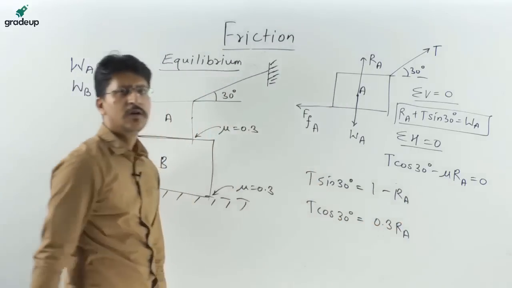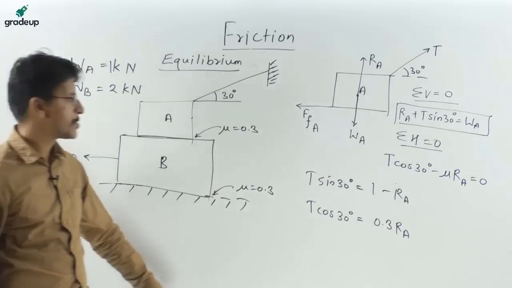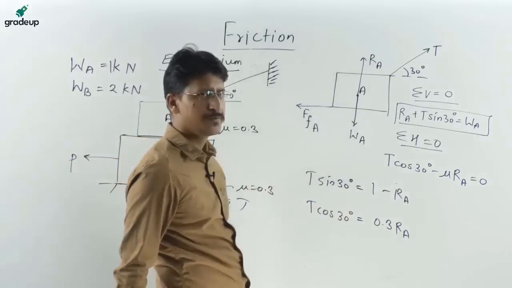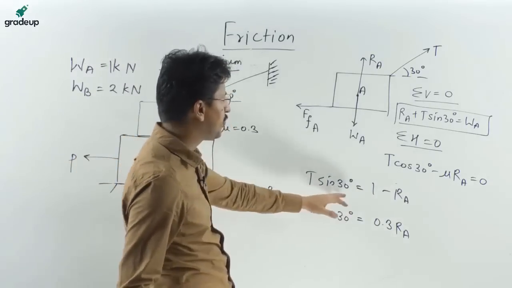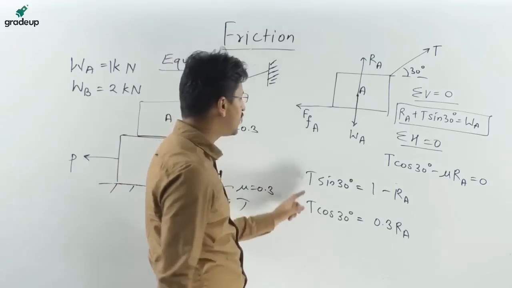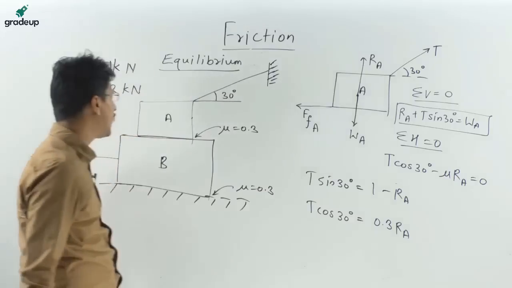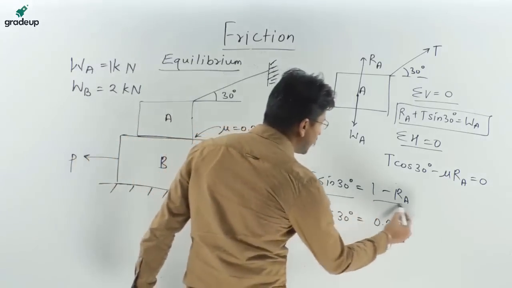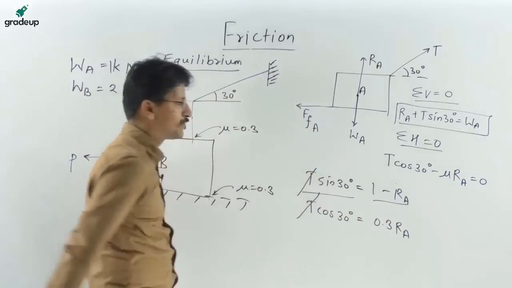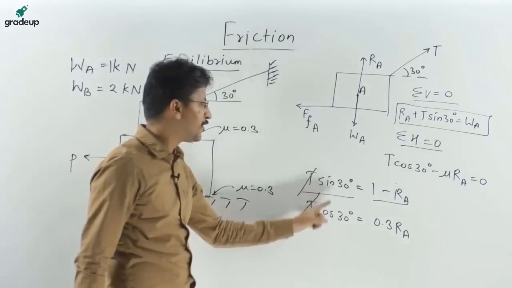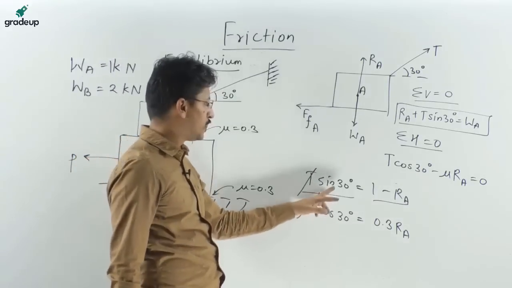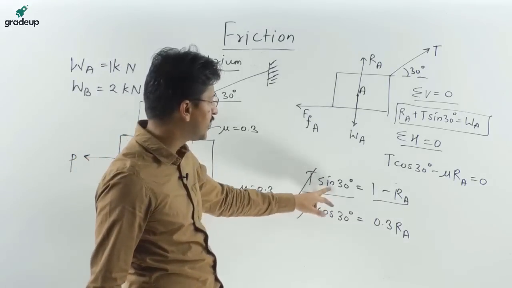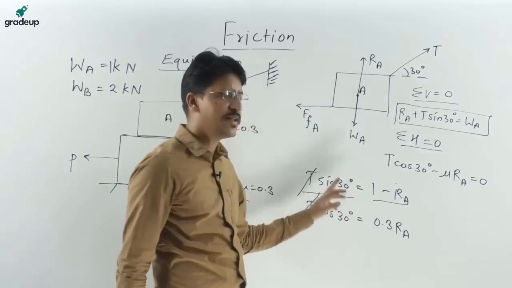Okay, now there are two equations and two unknowns. Either you can find out both of them, but the tension is not required because we are required to find out the force P. So no need to find out the tension here, just divide this equation this way. You will get the value of sin 30 by cos 30, you will get the value as tan 30.